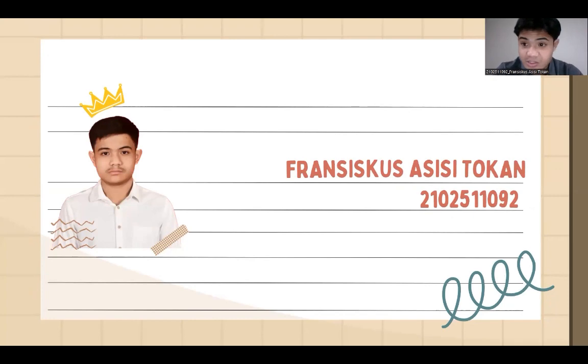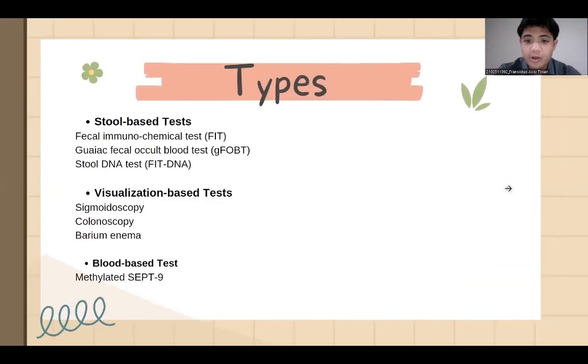Okay, first of all, let me introduce myself. My name is Franciscus Asisi Tokan, with the 3 last digits of my ID number being 092. Here I'm about to explain about the types of colorectal carcinoma screening. It can be divided into 3 types. The first one is stool-based test, the second one is visualization-based test, and the last one is blood-based test.